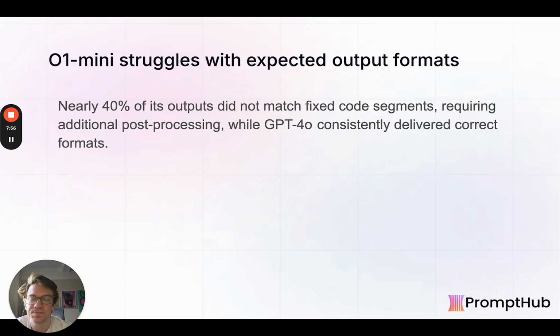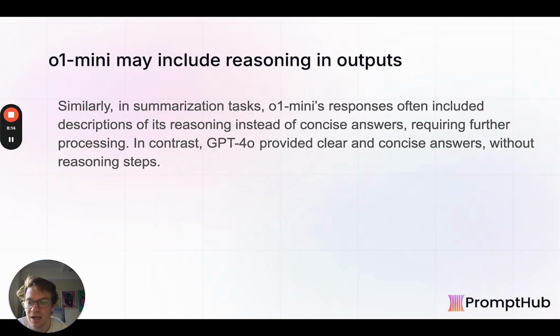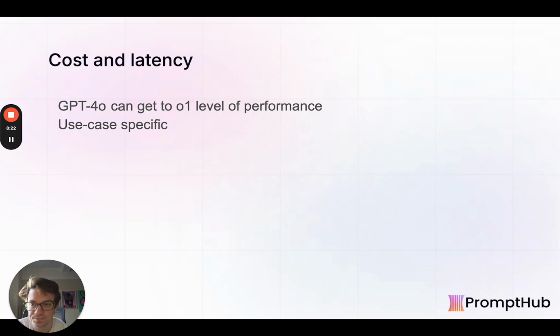Another thing to note, in those code generation tasks, nearly 40% of the outputs didn't match the code segment structure, which required post-processing, while GPT-4o, via structured outputs and other things, was able to give better outputs that aligned with the structure. And then sometimes with O1, the reasoning can leak out into the answer, which can be desired or not desired. So that's something to keep in mind as well.